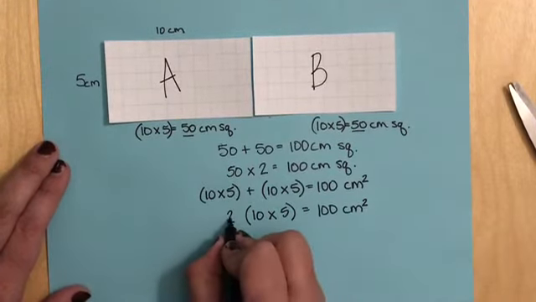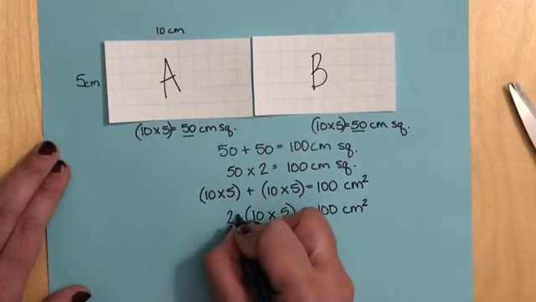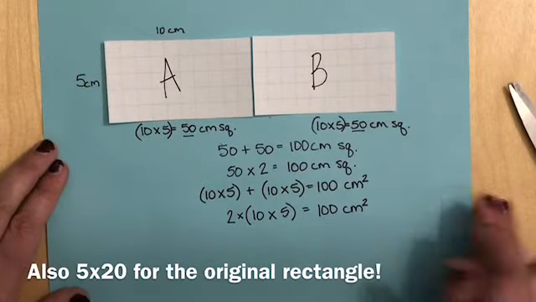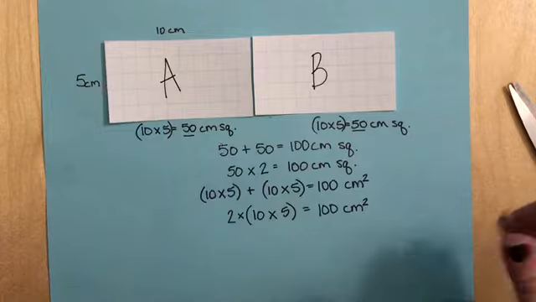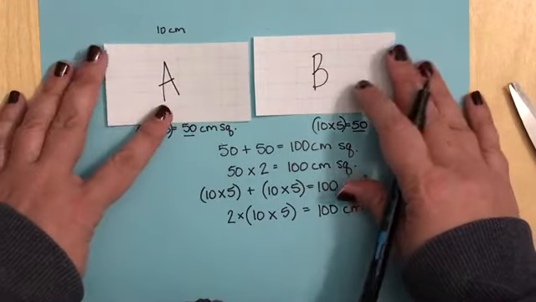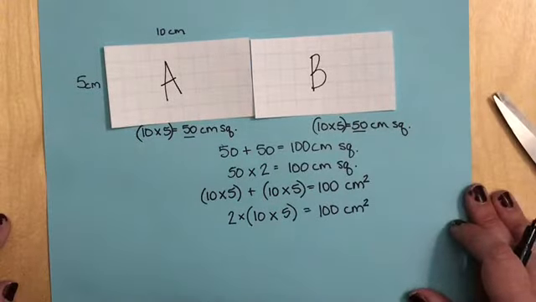Now, you guys haven't learned that putting the 2 just next to the parentheses means to multiply. So we could put the times there to show that we would multiply 2 times 10 times 5. Did the area change when I cut the rectangle? Nope, but I was able to think about making 2 smaller rectangles with my big rectangle.